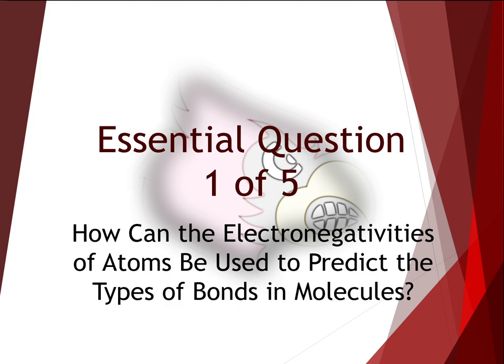This video is for Chemistry in the Earth System, Unit 3.4, Lewis Structures and Molecular Geometry. Today's essential question: how can the electronegativities of atoms be used to predict the types of bonds in molecules? How can the electronegativities of atoms be used to predict the types of bonds in molecules?